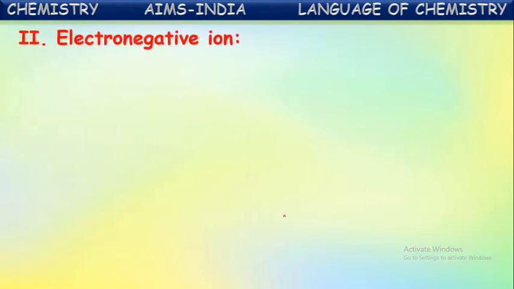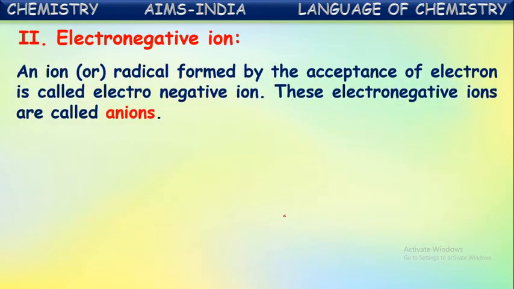electronegative ions. When do elements get negative charge? By the gain of electrons. So, an ion or radical which is formed by the acceptance of electrons is called an electronegative ion. These electronegative ions are also called anions. Electropositive ions are called cations. Electronegative ions are called anions.